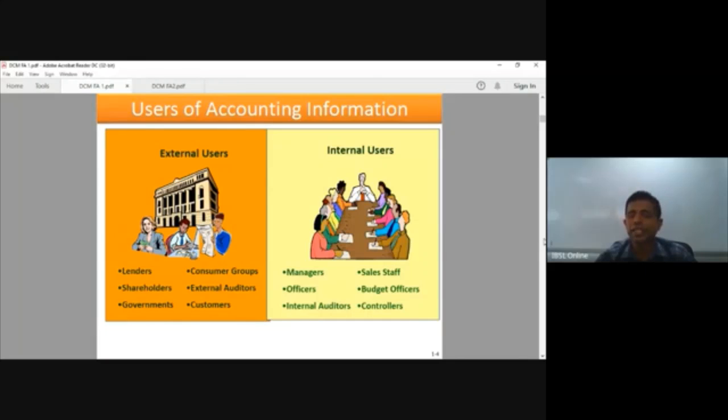That's why there is a specific requirement by the central bank to publish the respective financial statements of banks in the places where the banks are doing business. If you go to a branch, you have to publish your bank's latest financial statements, right? Then the internal users: the managers, officers, internal auditors, sales staff, budget officers, controllers, they are also using the accounting, right?